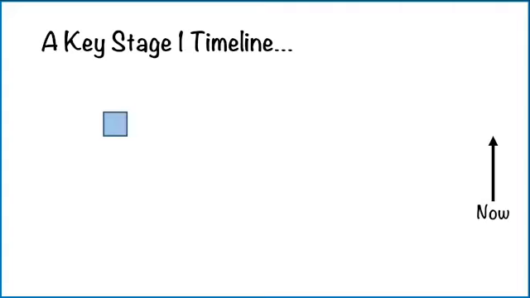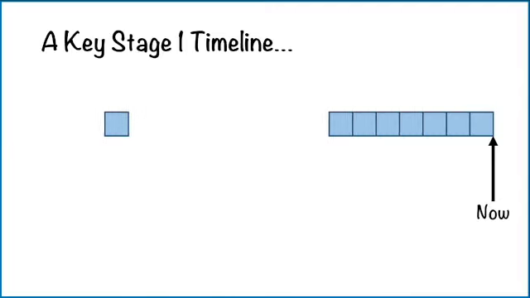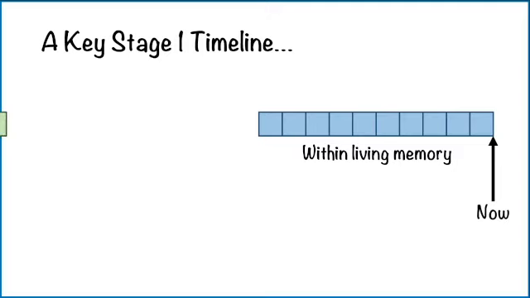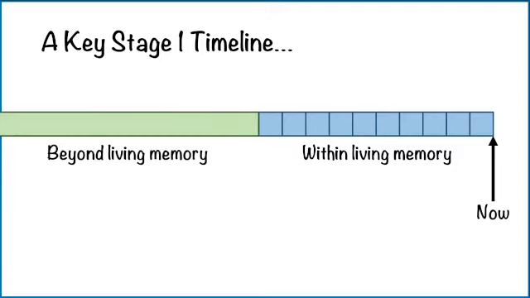We'd start from now and count back in time to look at what already happened. Each of these squares represents a duration of a decade, that's about 10 years. Beyond living memory has a much longer duration than within living memory. Let's have a look at how the timelines we'll use change in Key Stage 2.